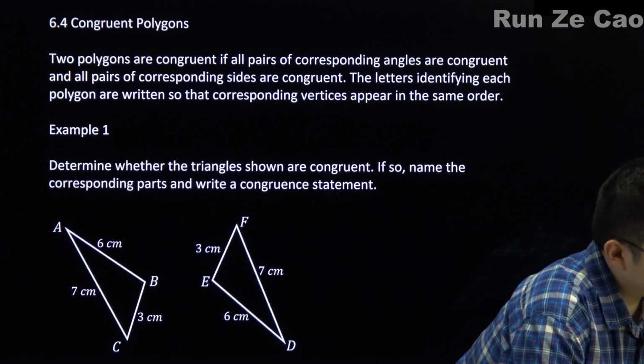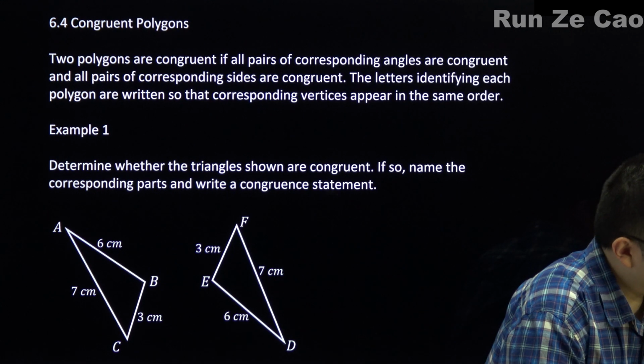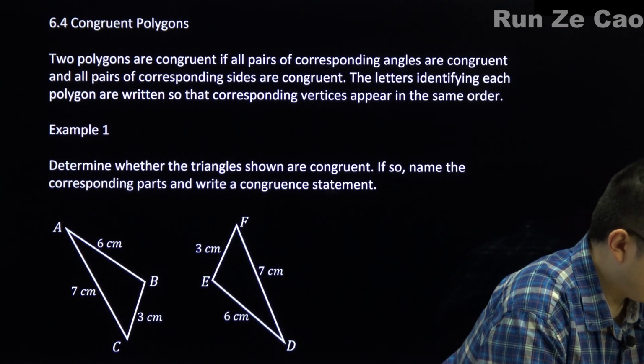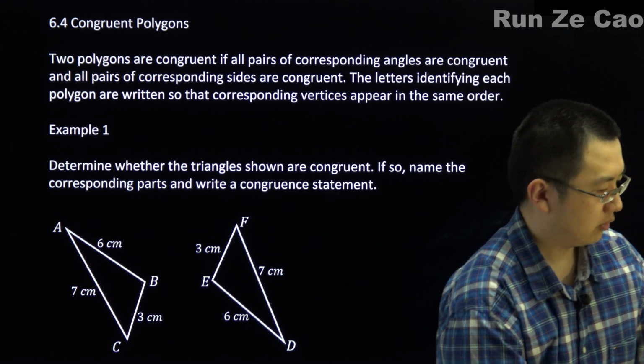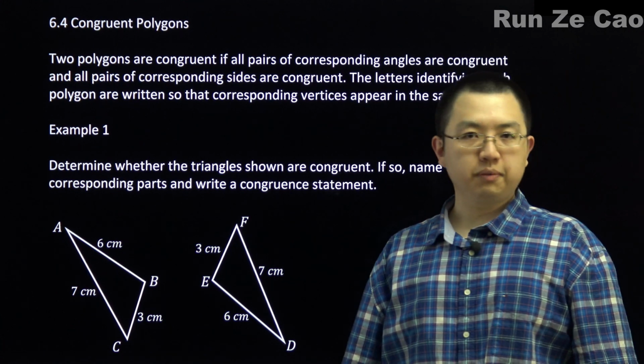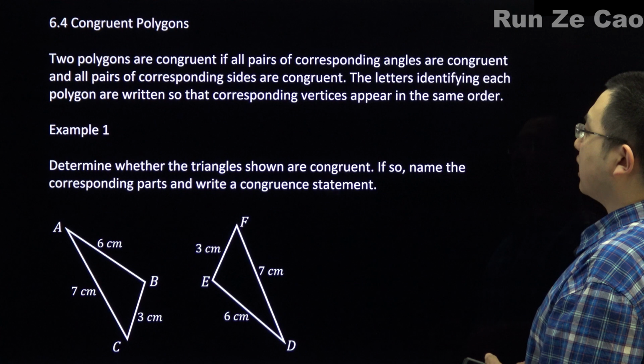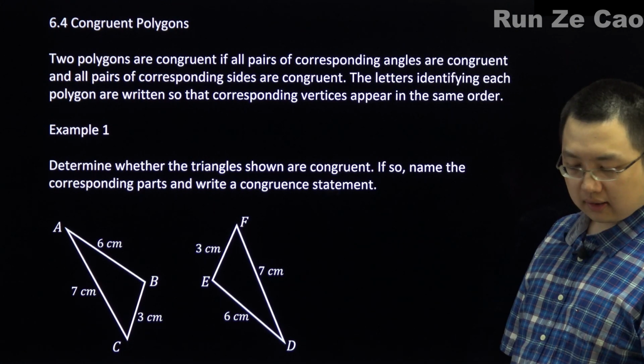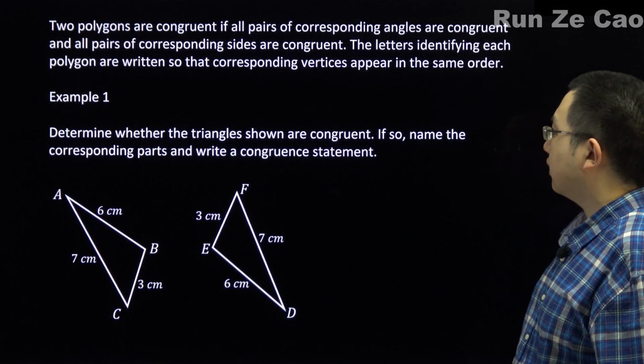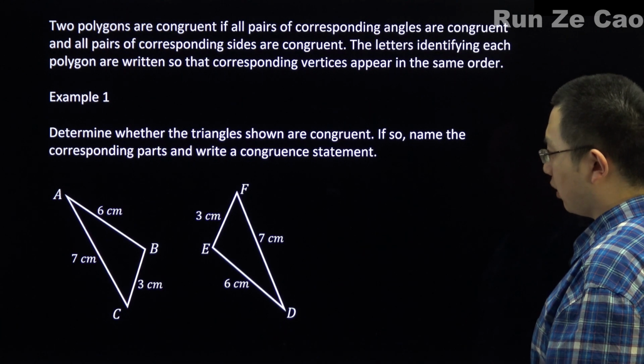Congruent polygons. Two polygons are congruent if all pairs of corresponding angles are congruent and all pairs of corresponding sides are congruent. The letters identifying each polygon are written so that corresponding vertices appear in the same order.